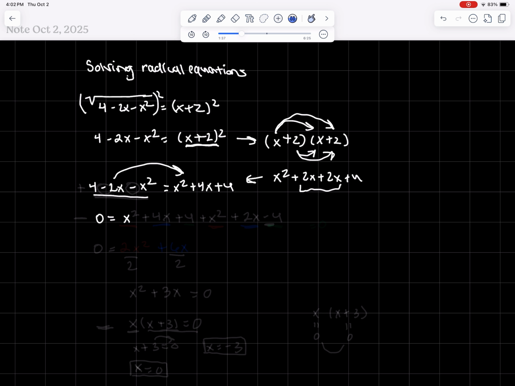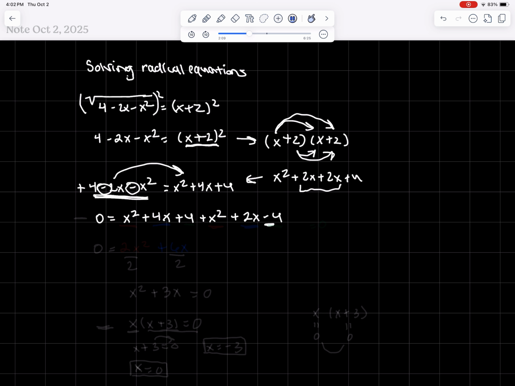So we're going to write what we had previously: x squared plus 4x plus 4, and then plus x squared from the left-hand side, plus 2x, minus 4. All I did was change their sign. When they go across the equal sign, this minus will turn to a positive, this minus will turn to a positive, and picture the 4 as a positive, so when it moves to the other side, it has a negative. Okay, now we need to combine like terms.